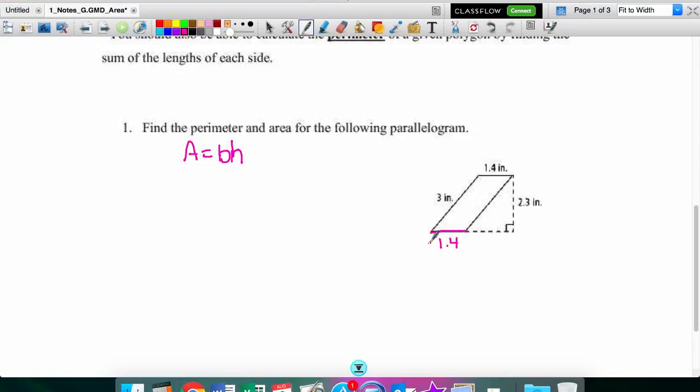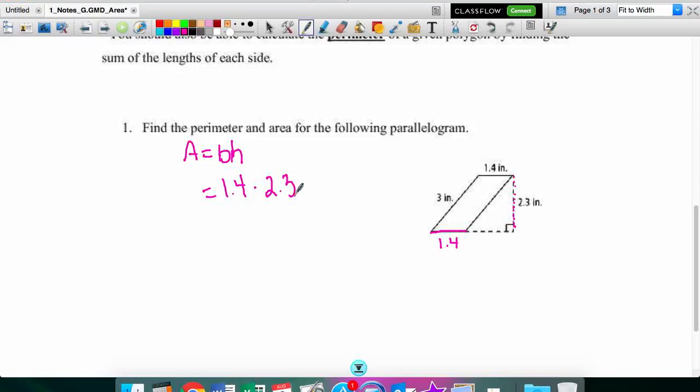That's going to then determine what I'm going to use as my height. The height is the perpendicular distance to that base from the other side. So essentially I want to know the distance that runs from the top side to the bottom but perpendicular. That's actually going to be this dashed line on the right, the 2.3. So we have our base 1.4 and we have our height 2.3. Let's go ahead and plug that into the formula: 1.4 times 2.3.